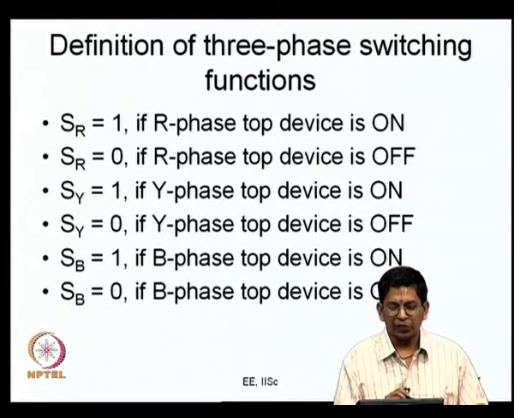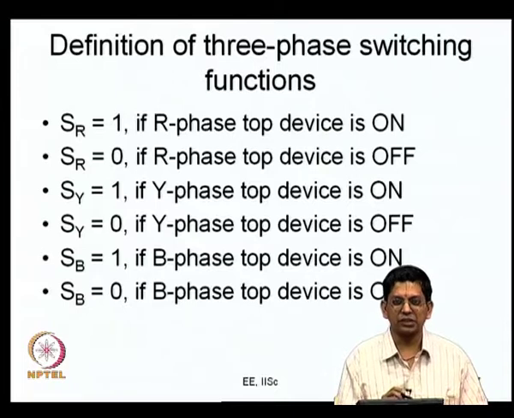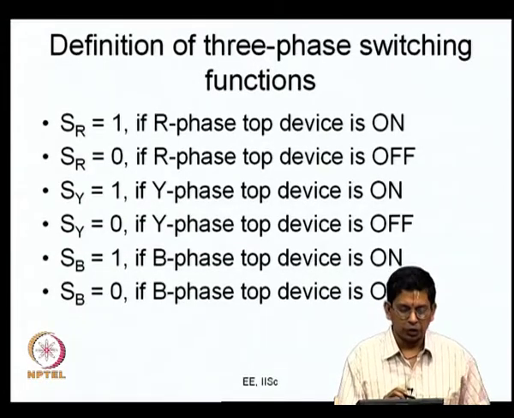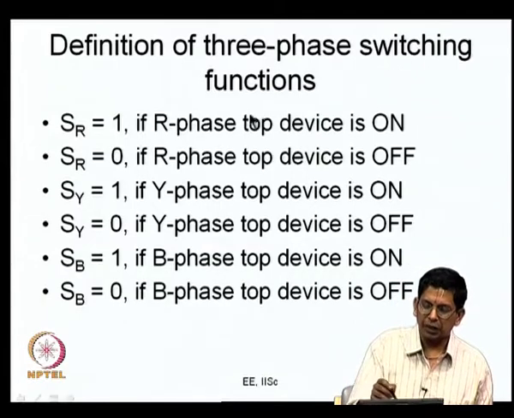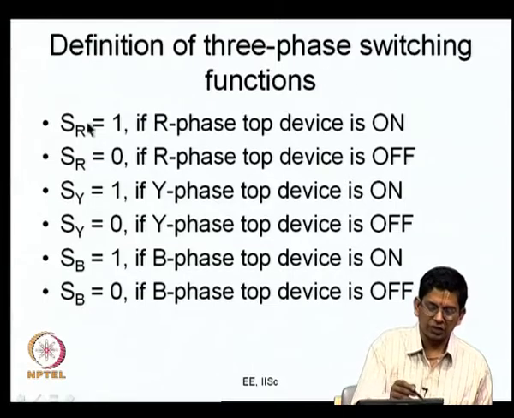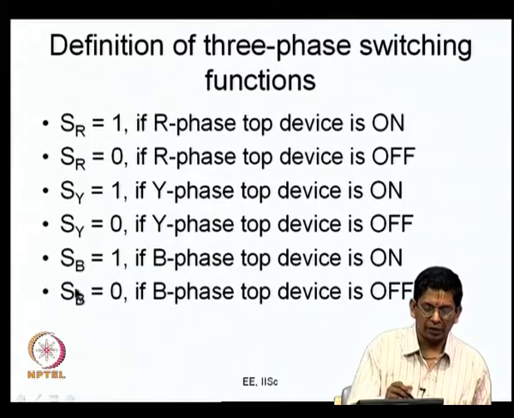So, let us define the switching functions now. There are 6 devices, they are on, they are off, and in some way they have to be represented. One convenient way of representing them is as switching functions. We can define 3-phase switching functions SR, SY and SB.